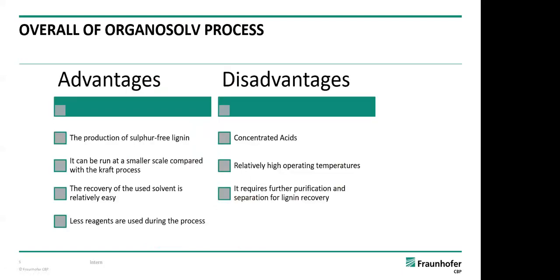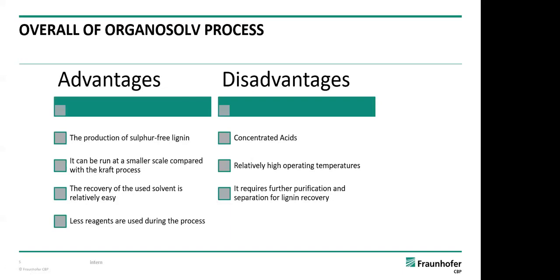The Organosolv process has many advantages, like the production of sulfur-free lignin. It can be run at a smaller scale compared with the kraft process. The recovery of the used solvent, like ethanol, is relatively easy. Fewer reagents are used during the process.